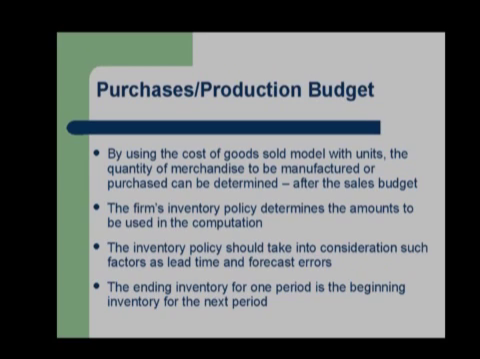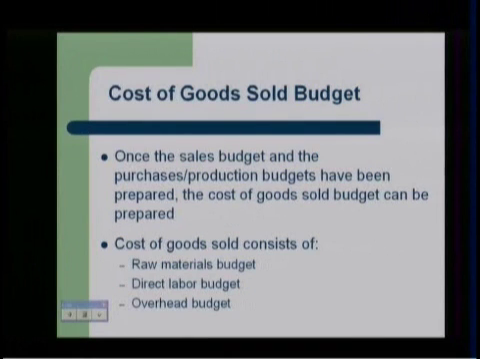If you know how many units you're going to have to make, then you know what kind of costs you're going to have, how many raw materials you have to purchase, how much direct labor you'll have to hire, and then you'll have to look at your overhead budget to see what your overhead costs will be. So once you have a production budget, you can go through and get all the pieces for the product cost. Once you have that, then you can go through and do a cost of goods sold budget.